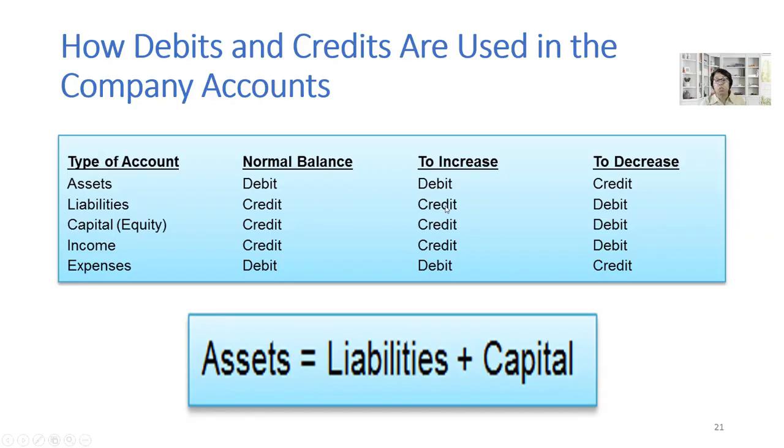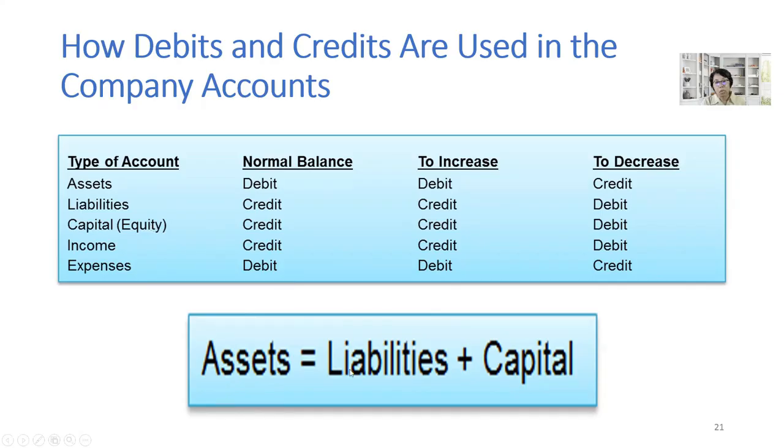Liabilities, credit means to increase. So if I credited a loan, it meant the loan went up. You owe more, okay? And how can I remember that? Well, what does credit mean? It means right. And liabilities is on the right side of the equation. So for liabilities, credit means to increase.